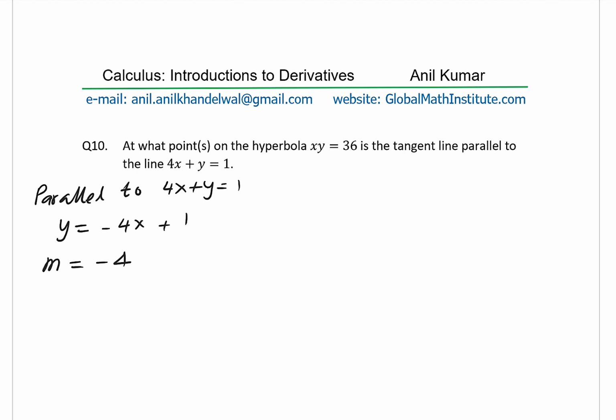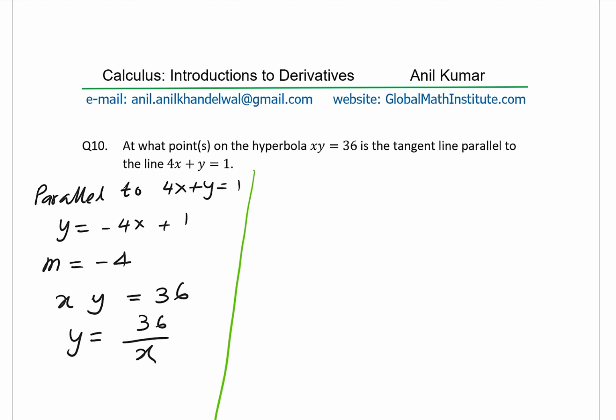The second part is the hyperbola itself, which is xy equals 36. So what is y equals? y is 36 over x. So that becomes the value. Now, we're saying at what points on this curve is the tangent line parallel to this. So we need to figure out the points. So we'll find the derivative of the function. Let's rewrite the function as such, and then we'll find the derivative. So we have y equals 36 over x.